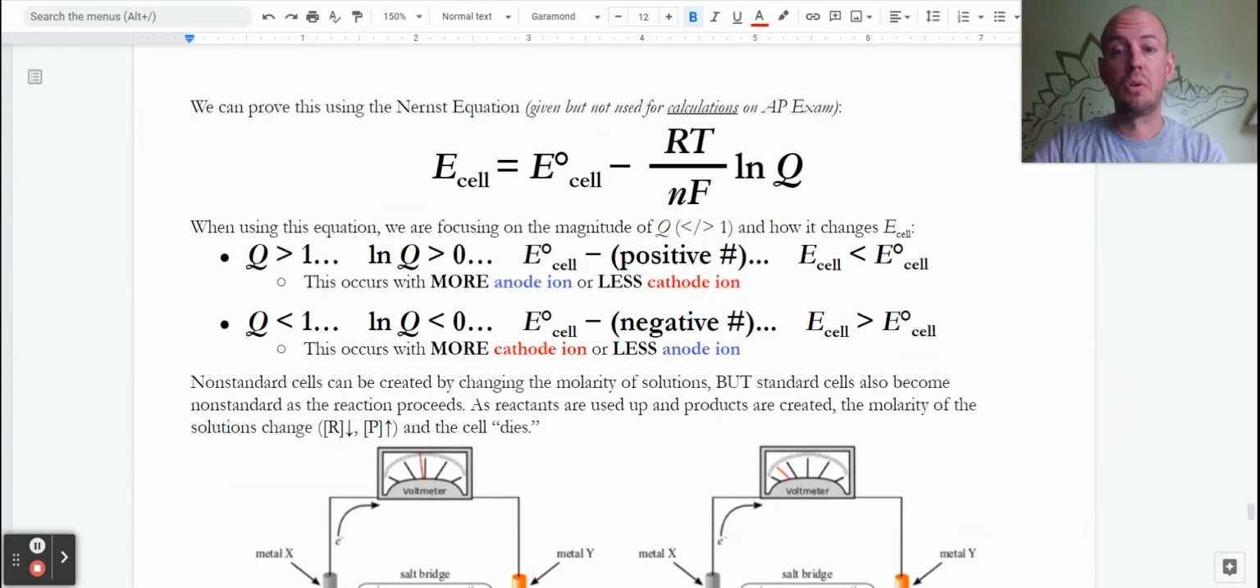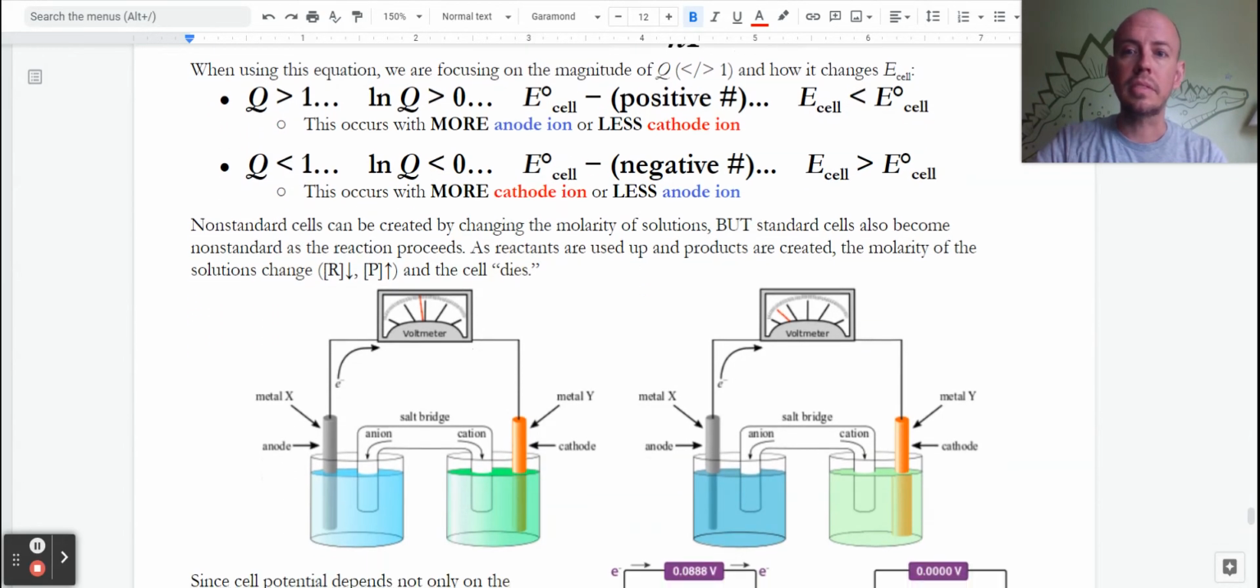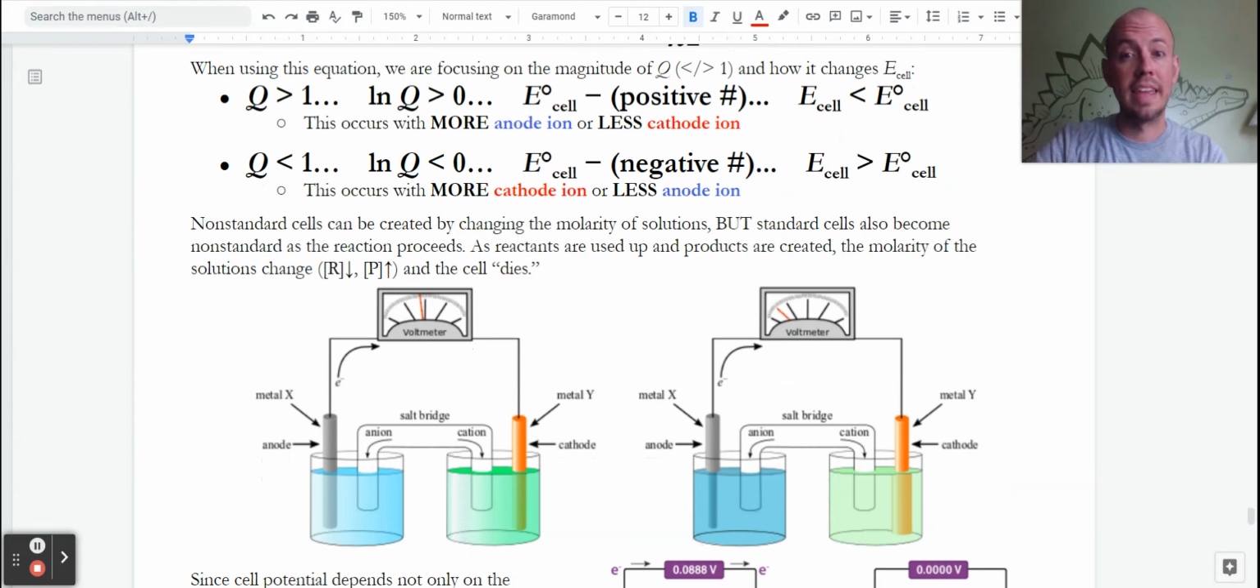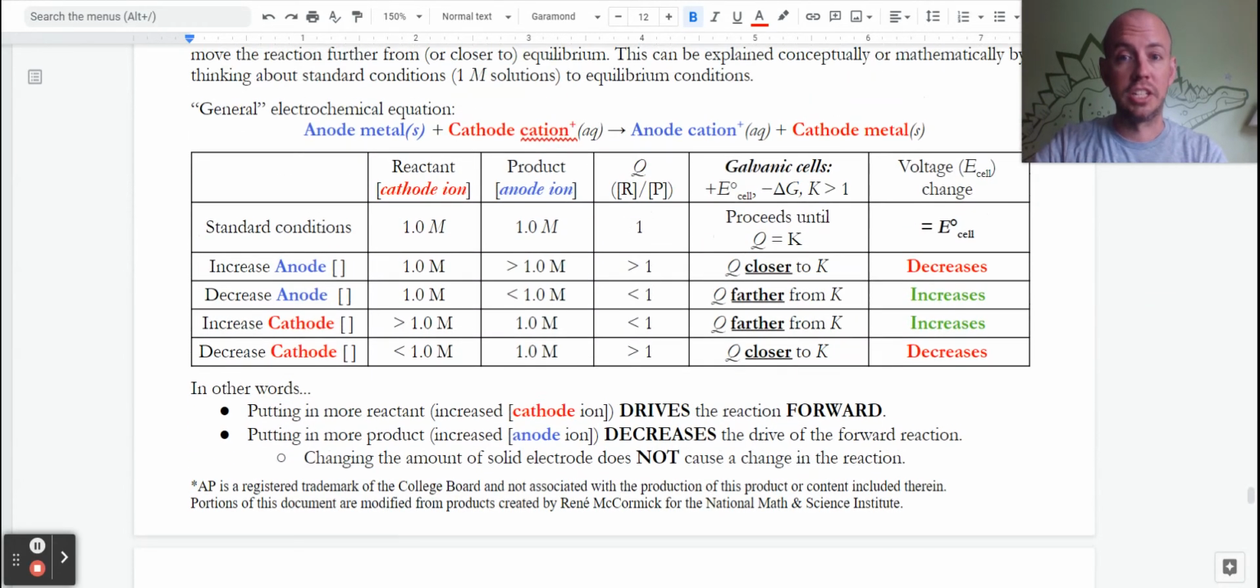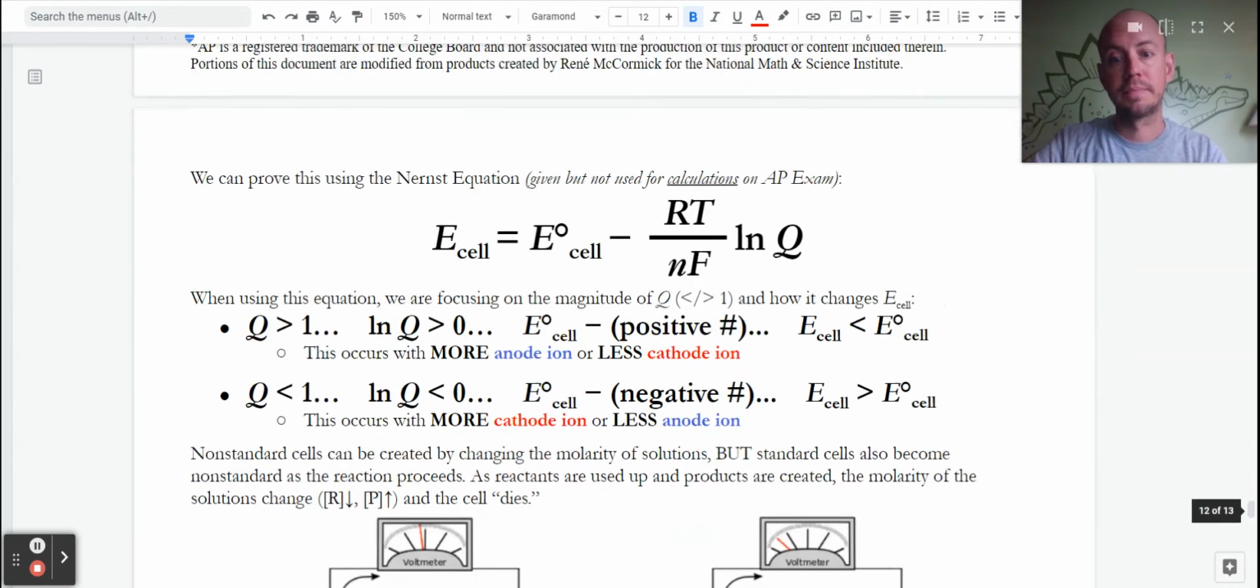But if I put in more reactant or take away some product, then I make a Q that's less than 1. The natural log of a decimal is a negative number. So a number minus a negative number becomes even more positive. So we can think about that. We can do those calculations. We can do those estimations. But when we're talking about this, we're really talking about, am I changing this or this? And is it driving it more forward or not?